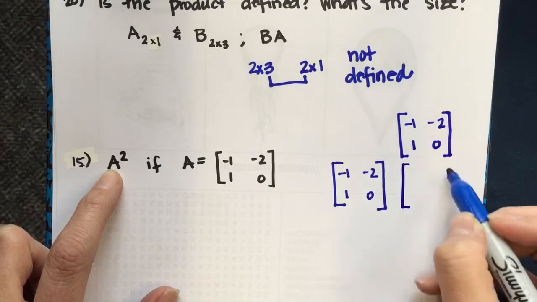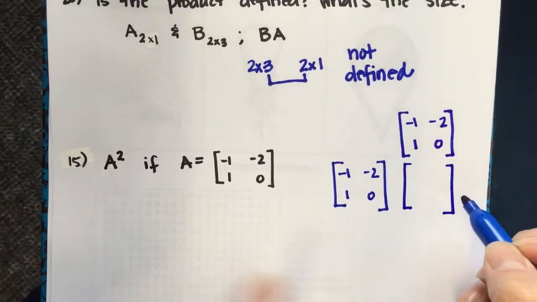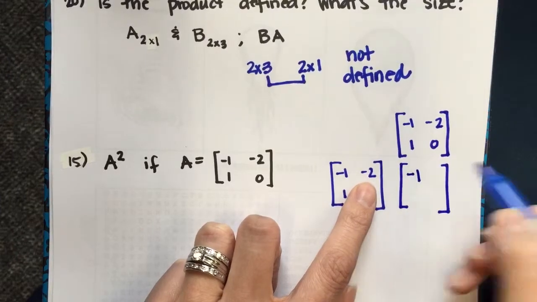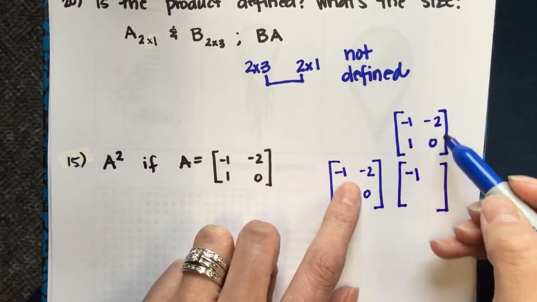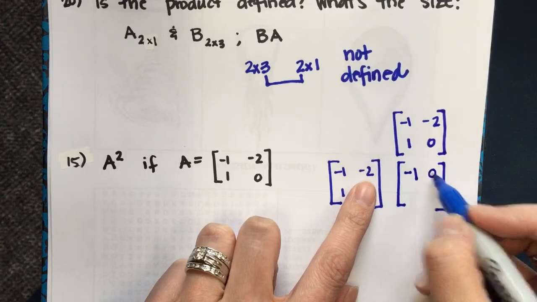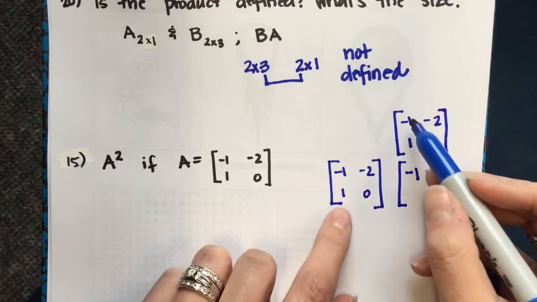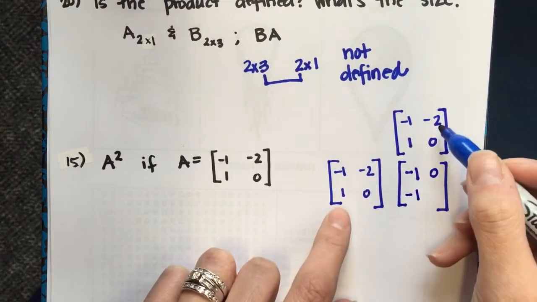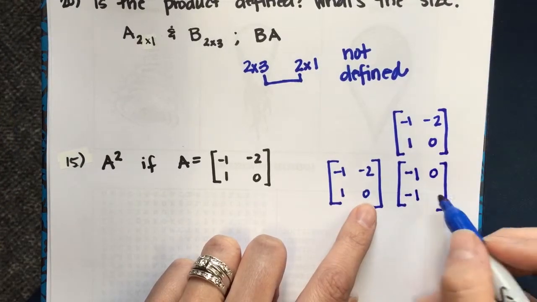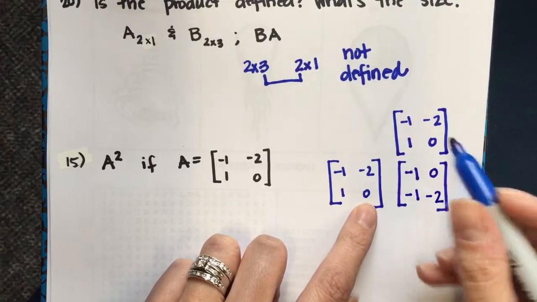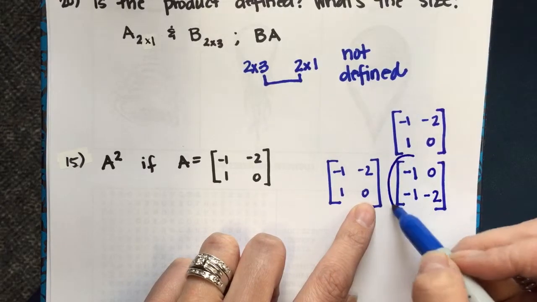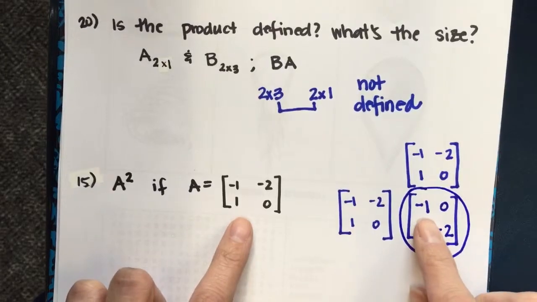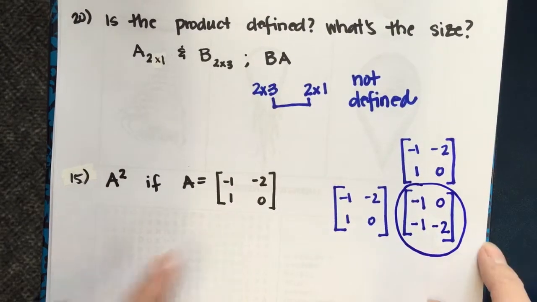You don't get the same thing as if you just square each number inside. So my product is a 2 by 2. Positive 1 times negative 2 is negative 1. 2 plus 0 is 0. Negative 1 plus 0 is negative 1. Negative 2 plus 0 is negative 2. So there, that is A squared. You can see that is not just squaring each number.